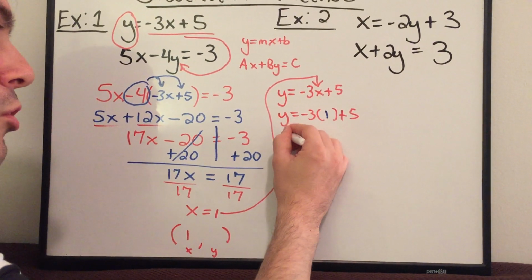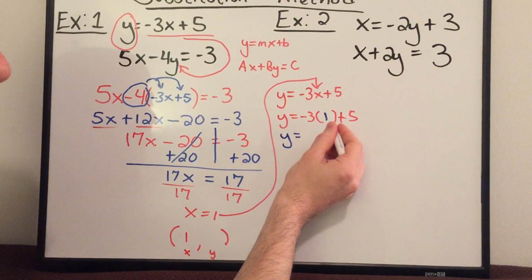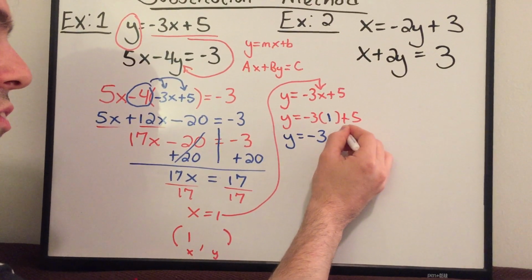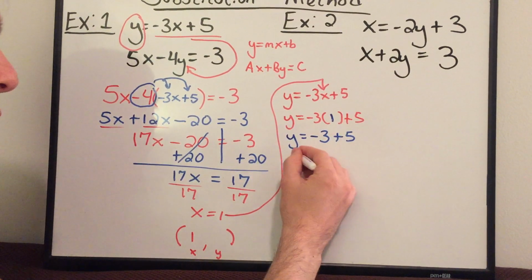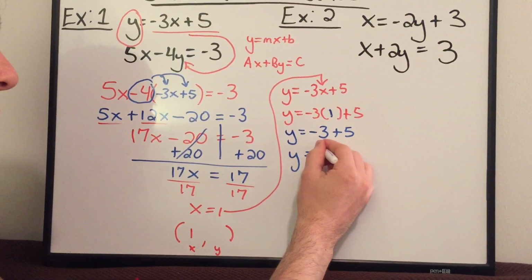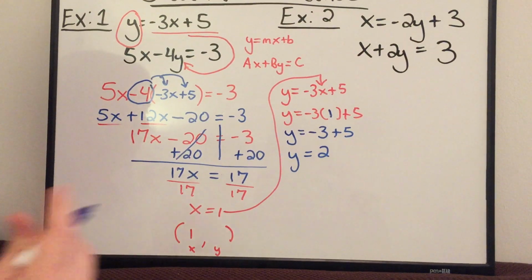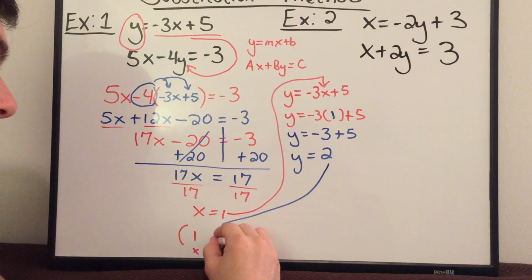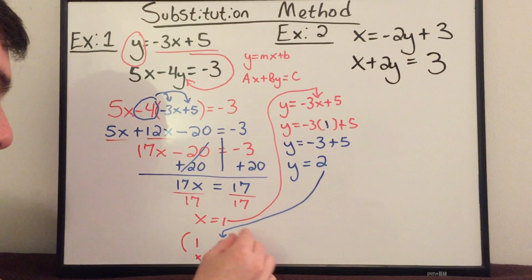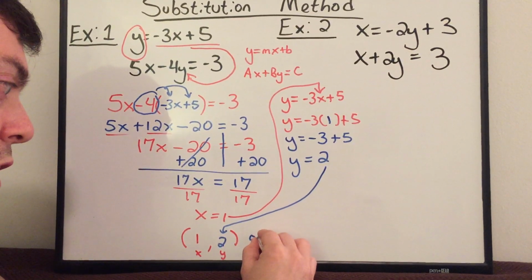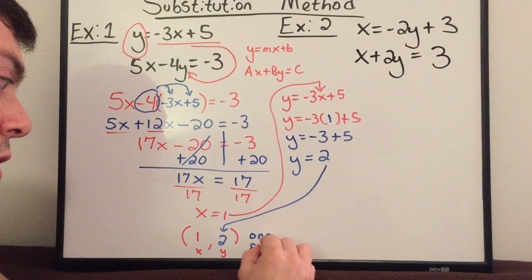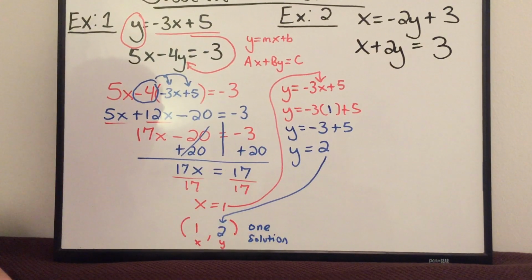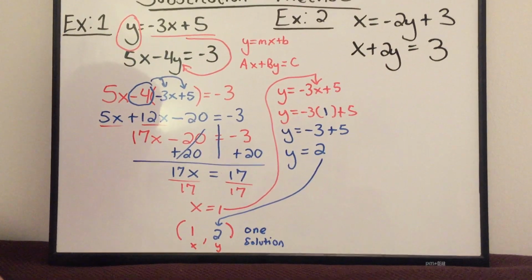So I'm going to bring down my y. Negative 3 times 1 gives me negative 3, and then plus 5. And then negative 3 plus 5 just gives me 2 right there. And we got our 2. I'll drop that down right there, and that would be my solution. And notice right here, this would be what we would call a 1 solution because you only have one ordered pair, one coordinate pair, so that would be a 1 solution.